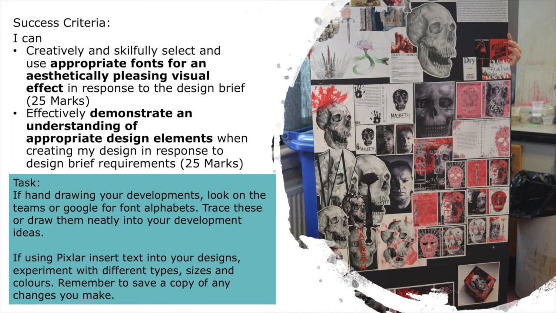So in your task, if you're hand-drawn your developments, like I said, look on Teams or in Google for your font alphabets, trace these or draw them neatly into your development ideas. If you are using Pixlr or Photopea, which we will be later in the project, you can insert text directly into your designs. Just remember to experiment with different types, sizes and colours. Remember to save a copy of your design anytime you make any changes.